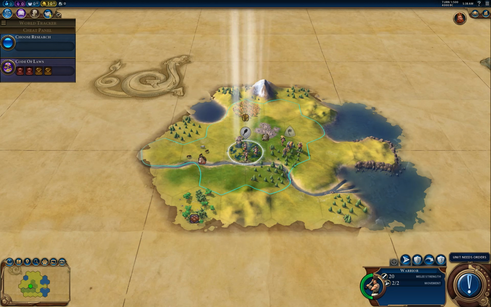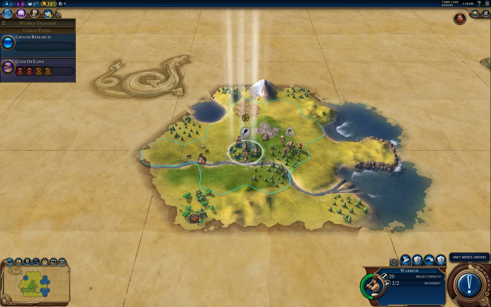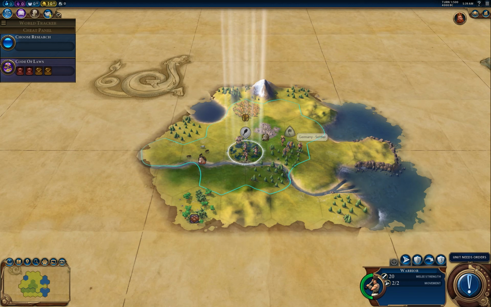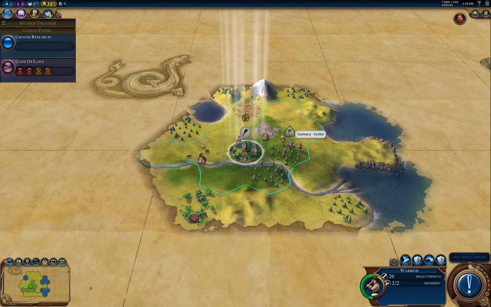But the first thing we're going to talk about really involves districts. What is a district? Well, it's a specialty district. You've seen them in the first tutorial if you watched that. You have entertainment centers, theaters, campuses, commercial hubs. Those are all districts. But the most important district early on is your city district. Yes, your city. When your settler creates a city, that is treated as a district. So that's important to know.